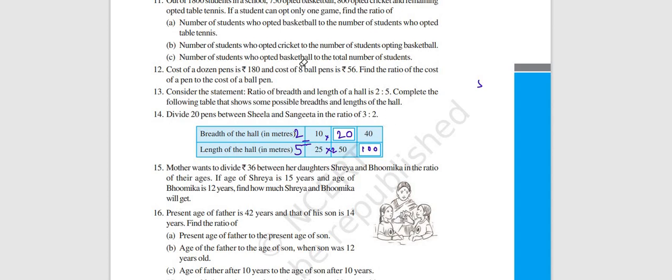Now look here, 14th question. Divide 20 pens between Sheila and Sangeeta in the ratio of 3:2. You have to divide 20 pens to Sheila and Sangeeta in the ratio 3:2. That means whose part is more? Sheila, 3 parts. So she will get more number of pens. Sangeeta will get less number of pens. Altogether, they will get 20 pens.